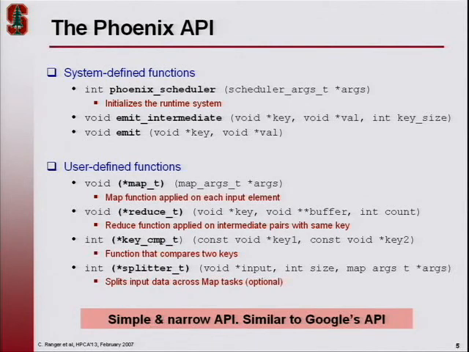In addition, the programmer can specify the splitter function, which splits up the input data for the map task to process. This is optional since, by default, we have an array splitter function. As you can see, this is a simple and narrow API where you only need to specify a few functions. There are some more arguments that the programmer can specify that aren't discussed here, but are discussed in some more detail in the paper.